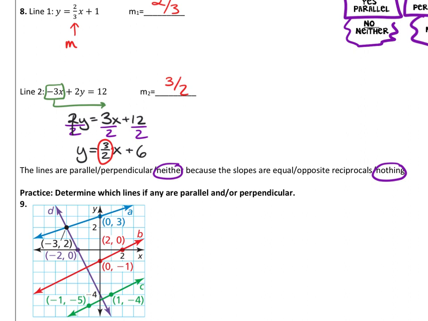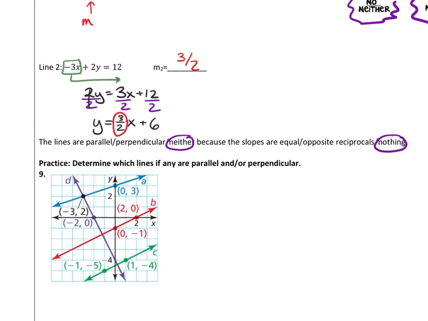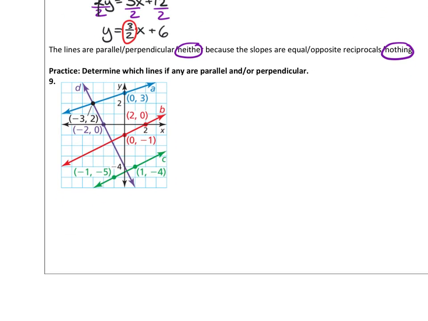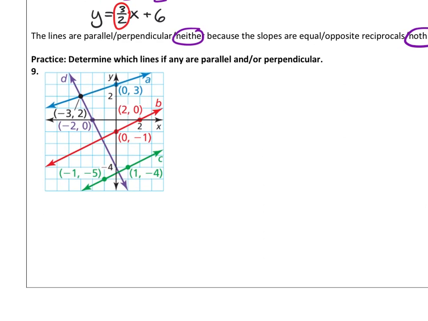Cool. Now, if we put this all together, this is the big kind of question you're going to see today. I'm going to give you lots of information at one time and ask you to do many different parts. For number 9, it says determine which lines, if any, are parallel and or perpendicular. How many lines are on this paper? 4. Guess how many times we're going to need to find slope? 4 times.